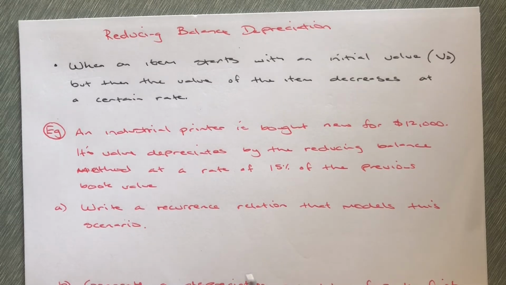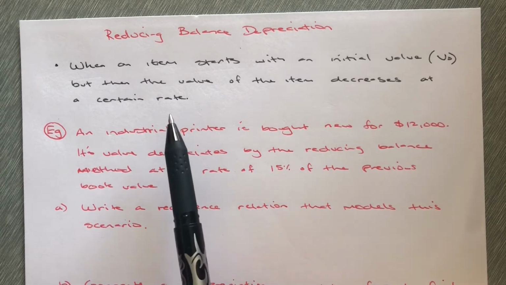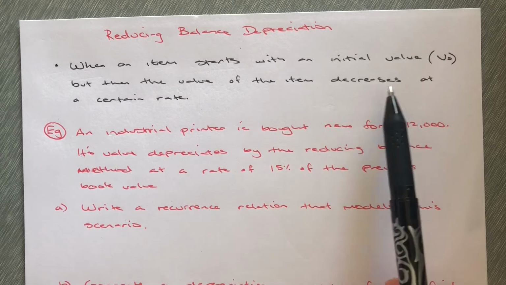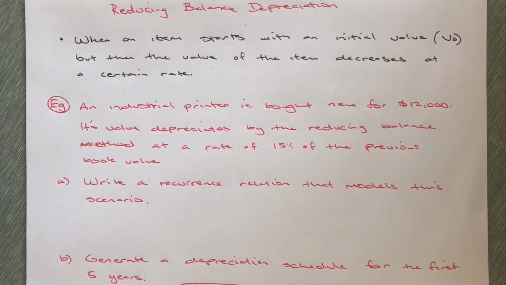When an item starts, it has an initial value, and we call that V0. But then the value of the item decreases at a certain rate. This example here is going to show us what I mean by that.